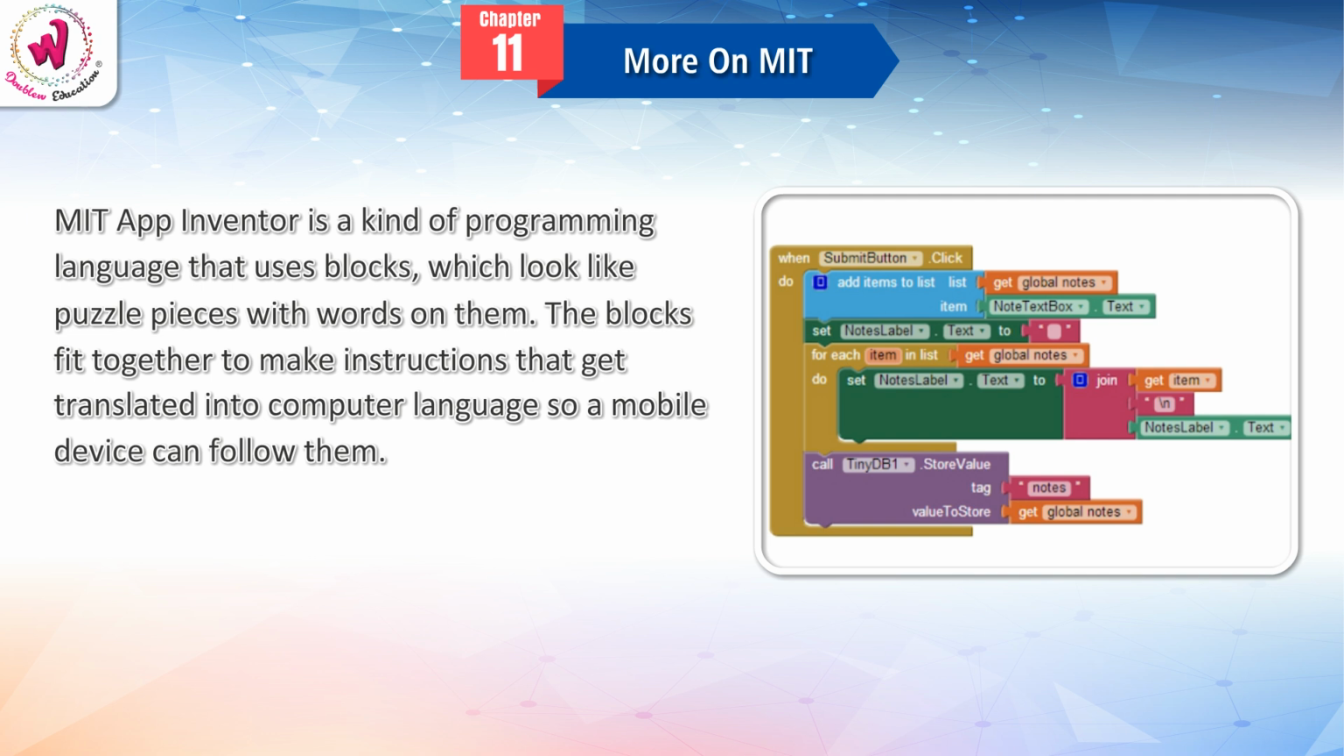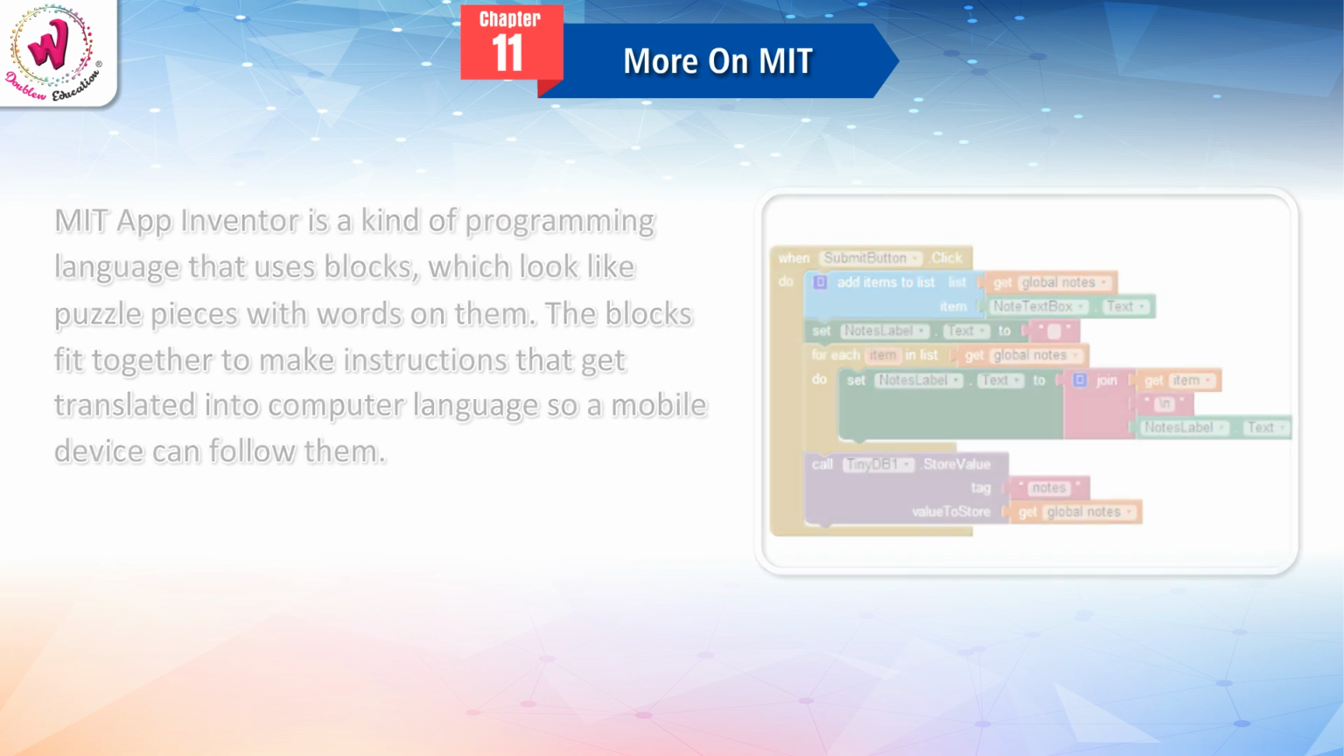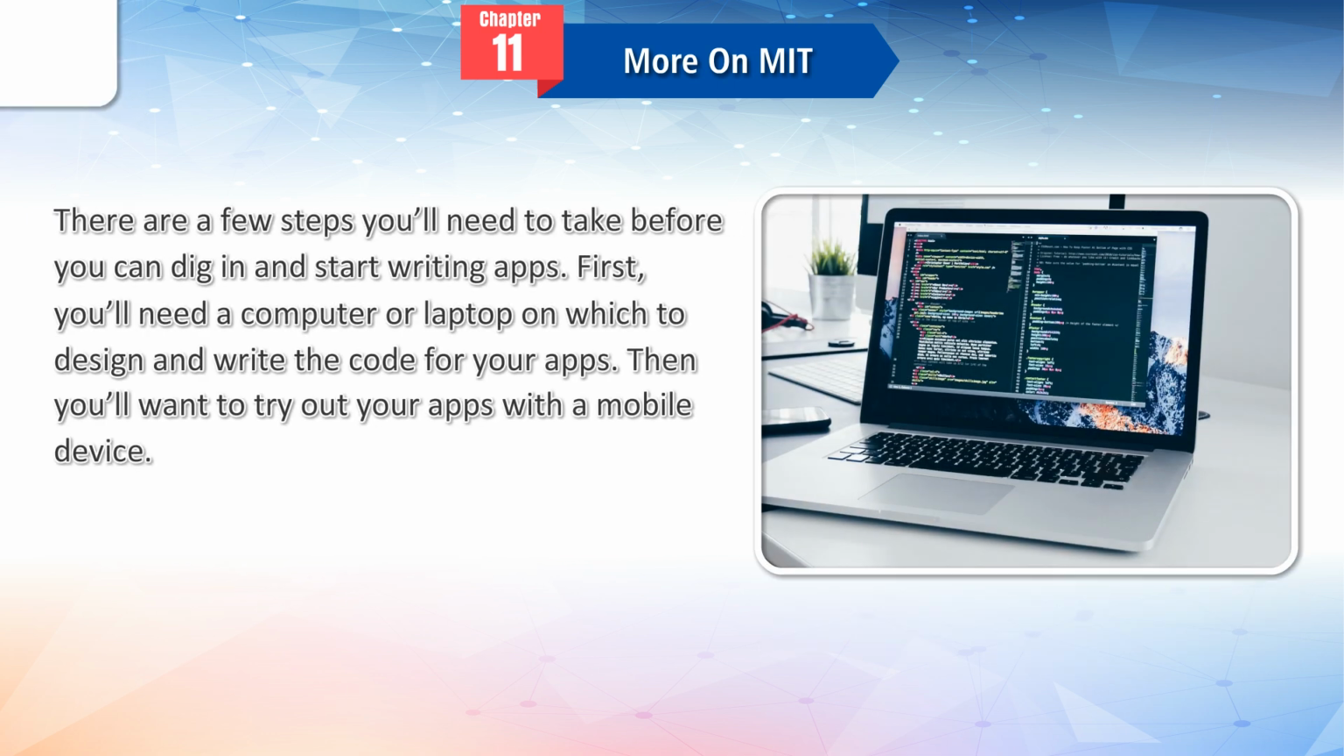MIT App Inventor is a kind of programming language that uses blocks, which look like puzzle pieces with words on them. The blocks fit together to make instructions that get translated into computer language so a mobile device can follow them. There are a few steps you'll need to take before you can dig in and start writing apps.